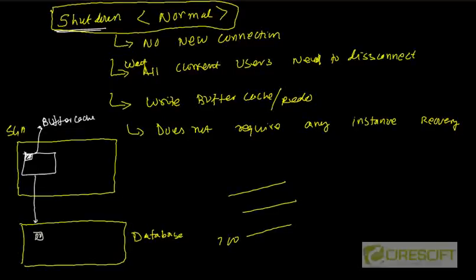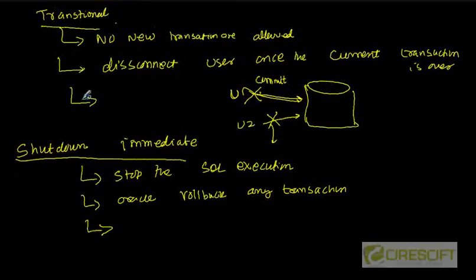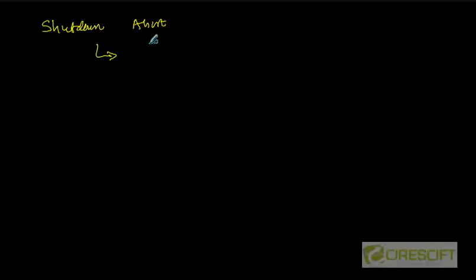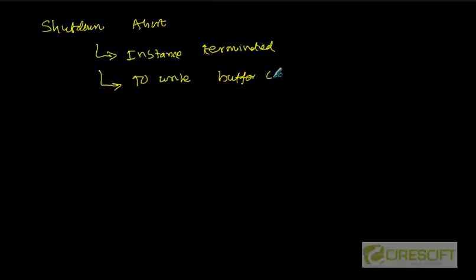And the last one is called shutdown abort. If nothing works out, if shutdown normal, transactional, and immediate didn't work and the database hangs, then probably the best way is to go for shutdown abort. In shutdown abort, the instance is terminated abruptly. That means the SGA is released and background processes are killed. In this case, Oracle doesn't have a chance to write the buffer caches to the data files. So whenever you do startup next time, instance recovery will happen automatically.